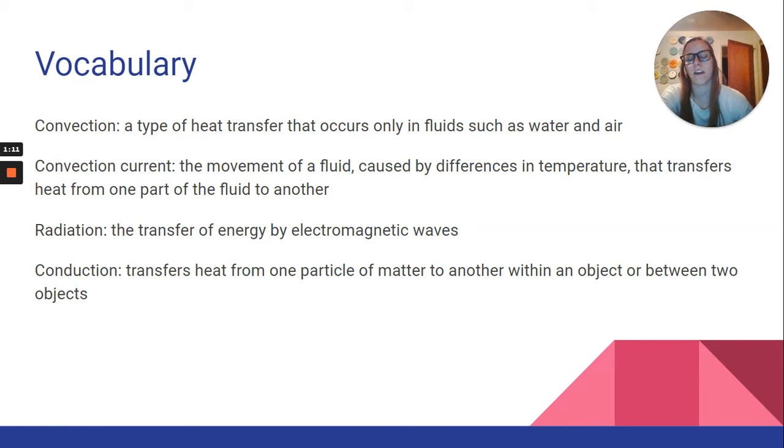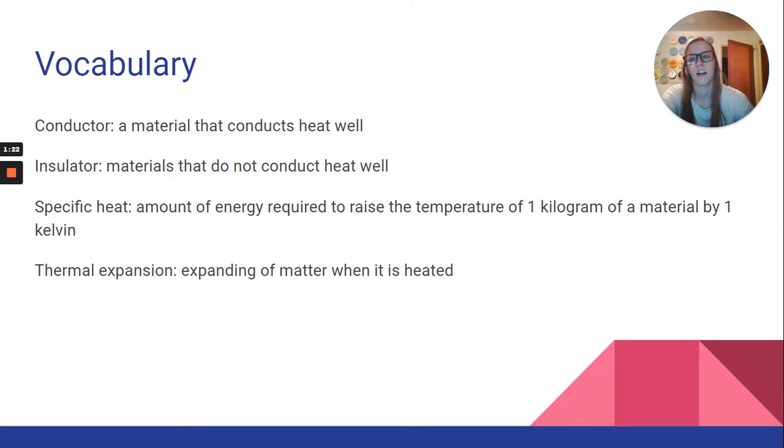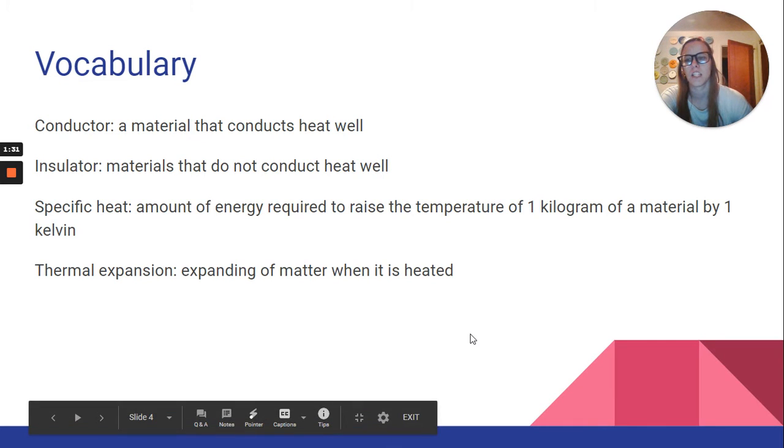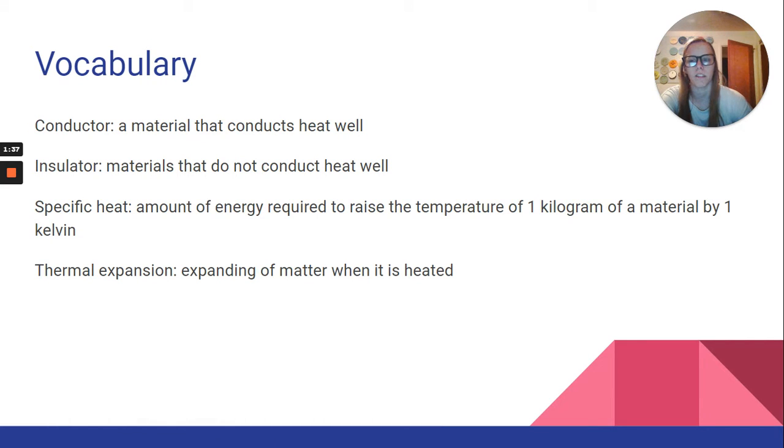Radiation is the transfer of energy by electromagnetic waves. Conduction transfers heat from one particle of matter to another within an object or between two objects. A conductor is a material that conducts heat well. An insulator is a material that does not conduct heat well. Specific heat is the amount of energy required to raise the temperature of 1 kilogram of material by 1 Kelvin. Thermal expansion is the expanding of matter when it is heated.